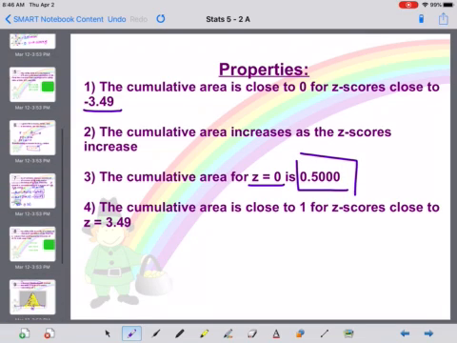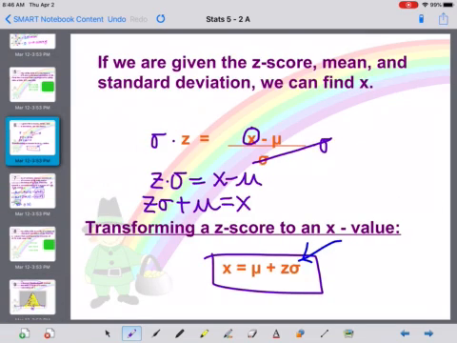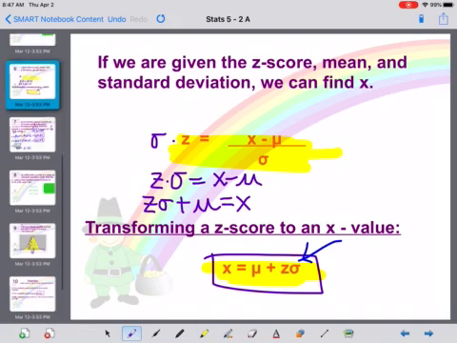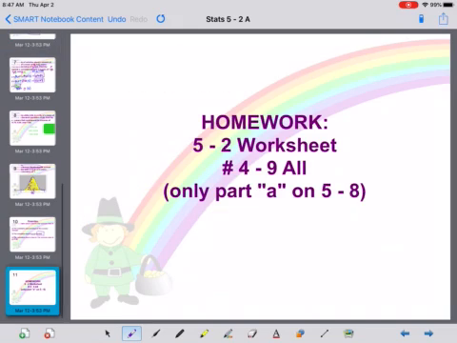Today, you need to be focusing on finding your z-score, finding your x value using these two formulas. So this formula, if you're looking for your z-score, which means they gave you the x. This formula, if you're looking for your x, meaning they gave you your z-score. For your assignment, you are doing your 5-2A worksheet, numbers 4 through 9. Be careful, 5 through 8 have parts A and part B. I only want you to do part A for 5 through 8, okay?